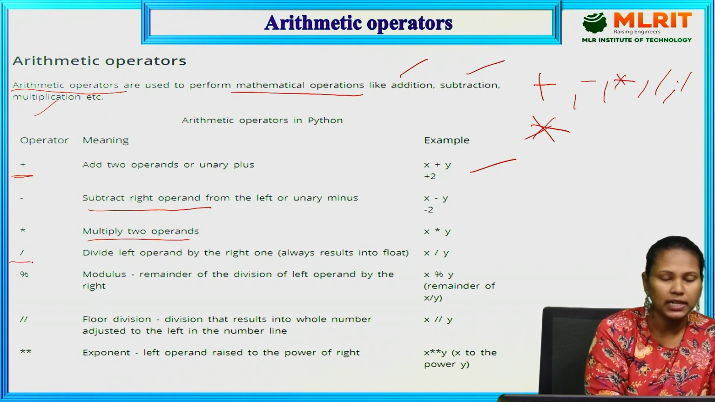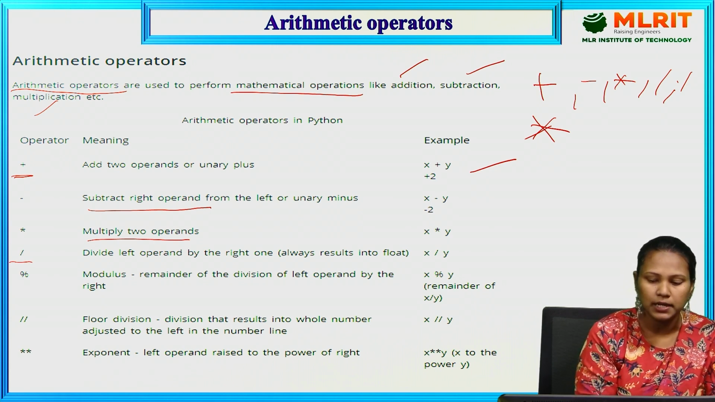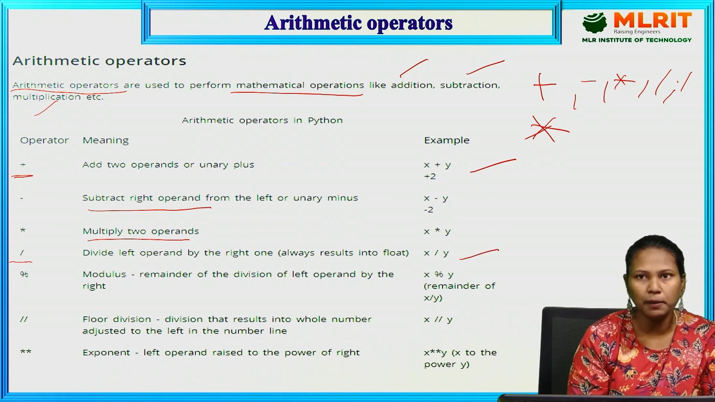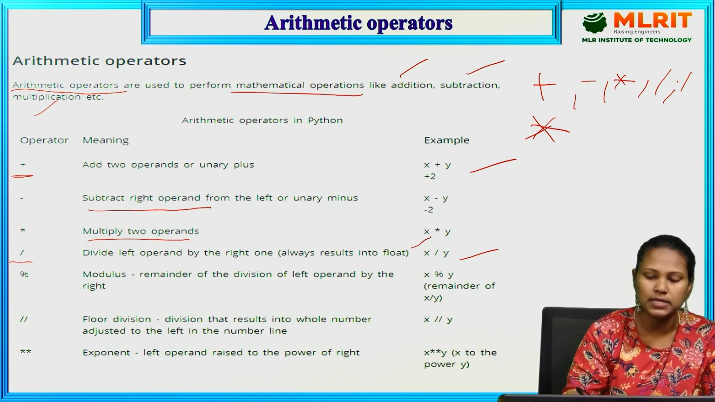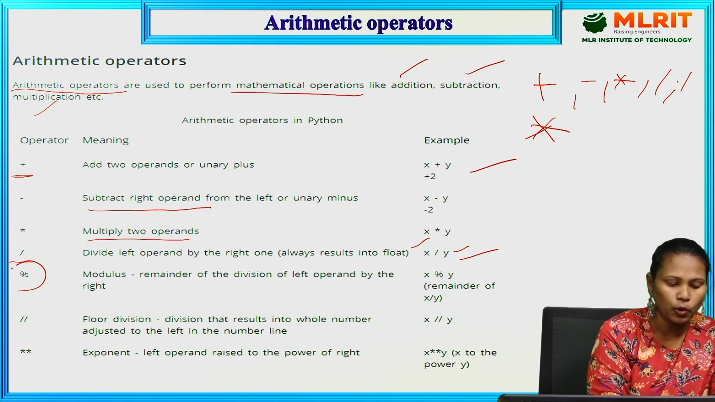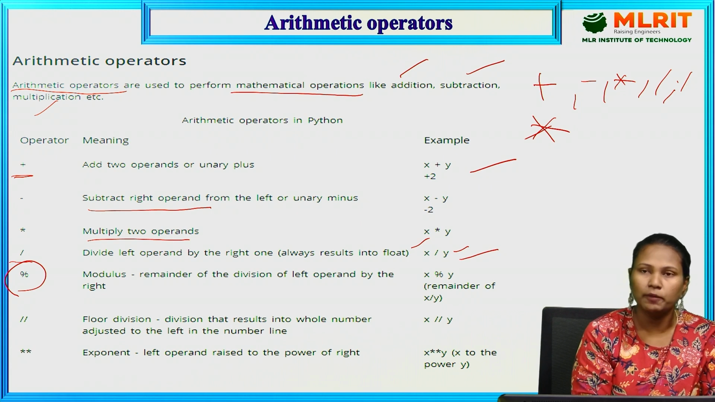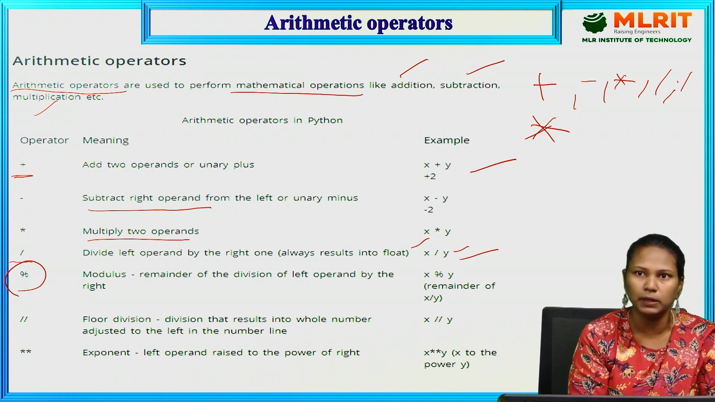The next one is division. For dividing two values, we use the division operator, x divided by y. The x represents the numerator and the y represents the denominator here. The next one is modulus. It gives the modulus of the value, that is, the remainder. After performing a divided by b, it will give the remainder value. Sometimes it will be zero or some other value.